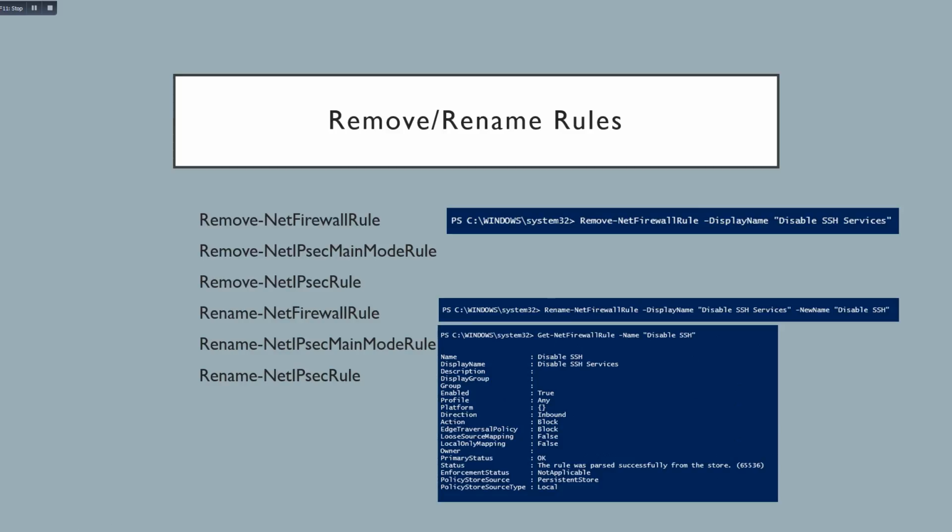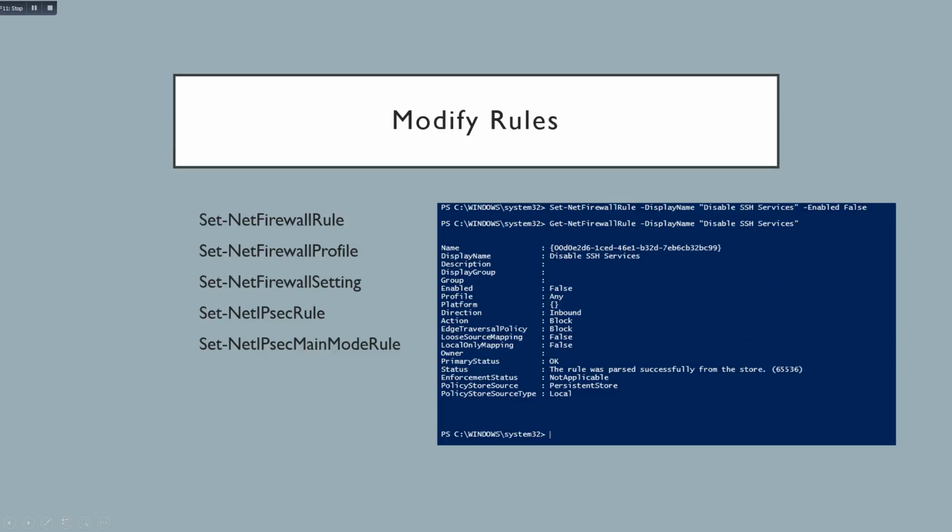So modifying rules. We are going to go ahead and modify this. You can modify a lot of parameters. We could modify the direction, the action, whether or not it's enabled, the profile. So pretty much anything that you see can be modified. So we are going to Set-NetFirewallRule for the display name of disable SSH services that we made earlier, and we're just going to go ahead and turn it off if we don't want it enabled. So that is going to be set to false.